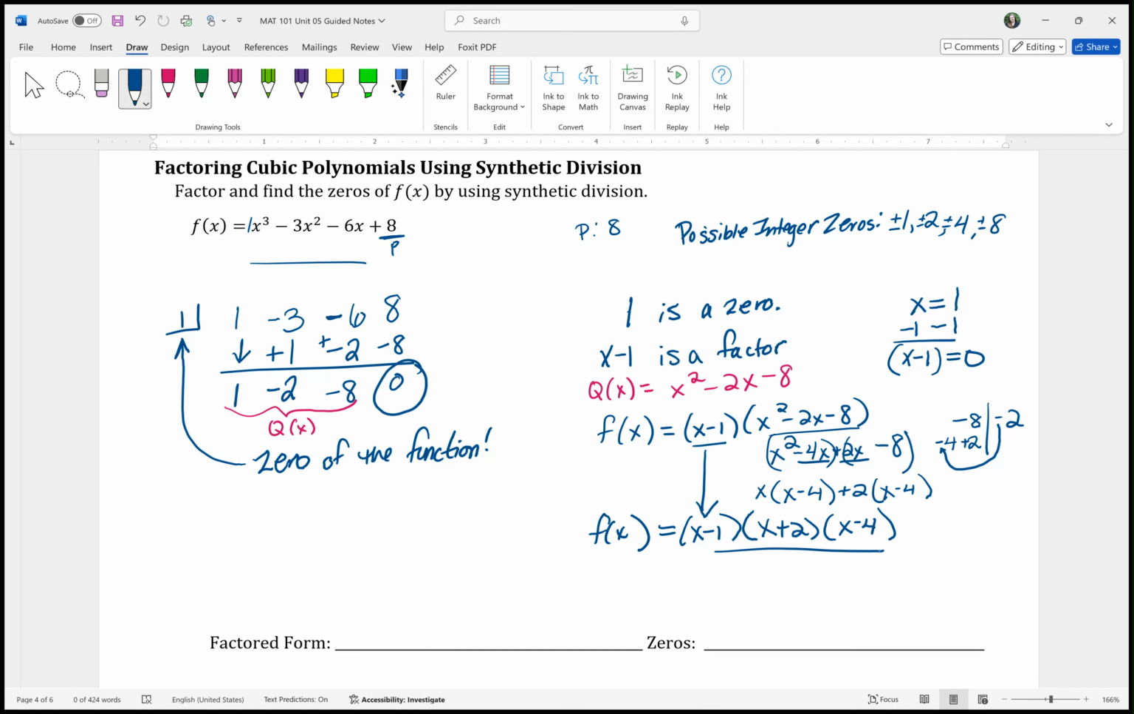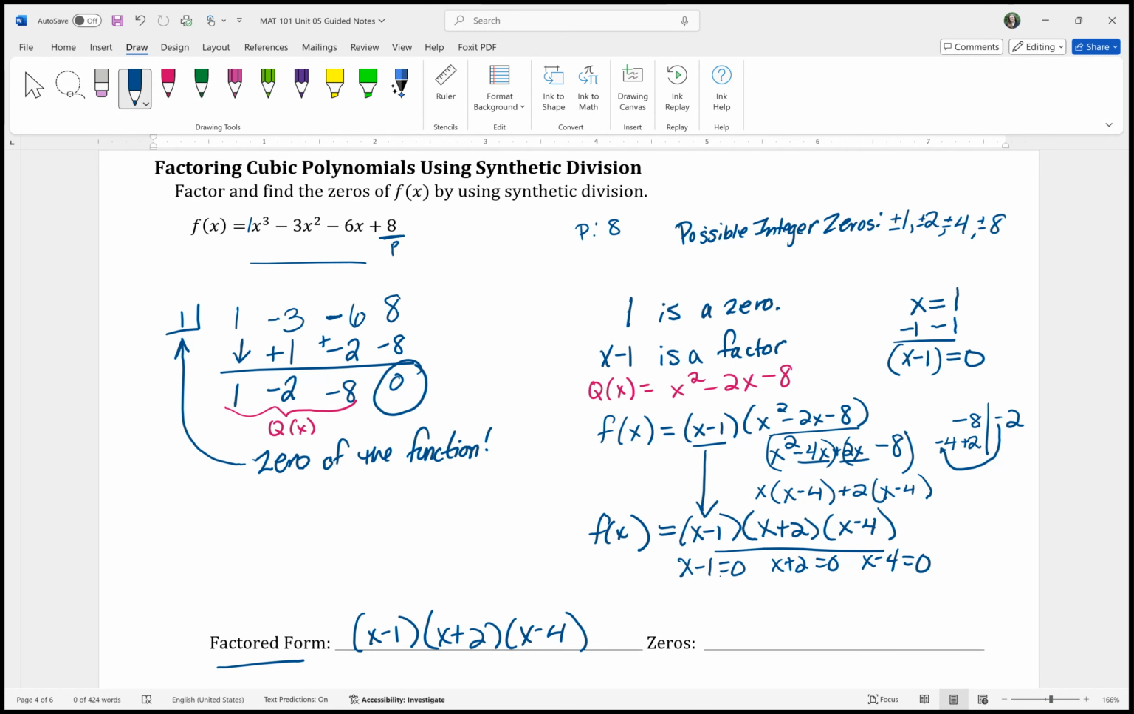All right, so if it says factored form, you're looking for parentheses as the answer. So (x minus 1)(x plus 2)(x minus 4). In the same way that we found zeros when we were doing quadratics, when we set each factor equal to 0 and solved, we're going to do the same thing here to find the zeros. And again, I'm totally fine with you understanding that when you set each one of these equal to 0 and solve, really what you're doing is just changing the sign.